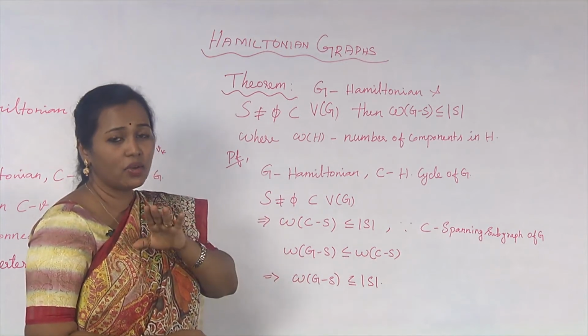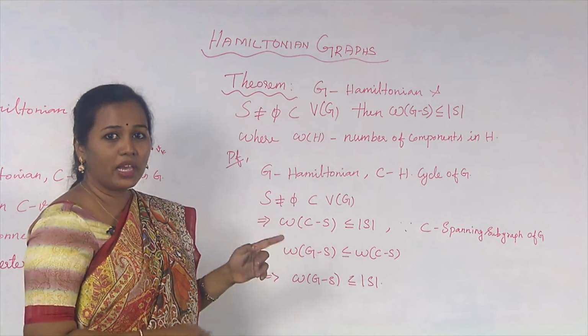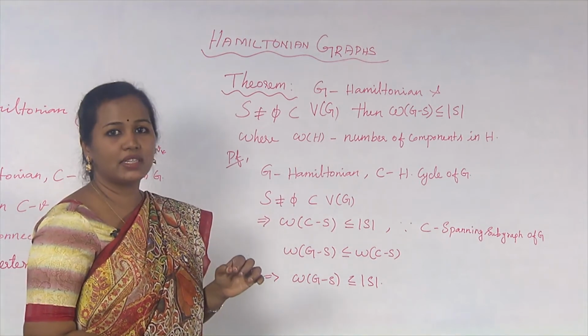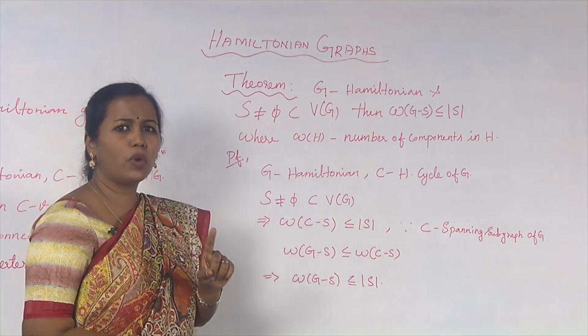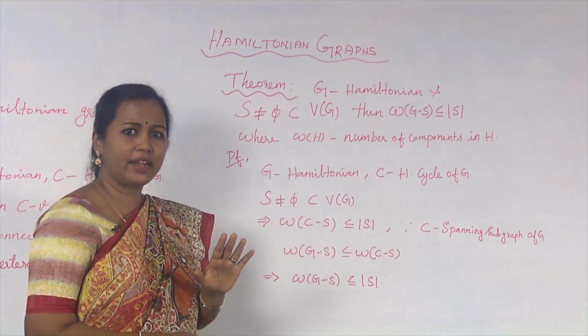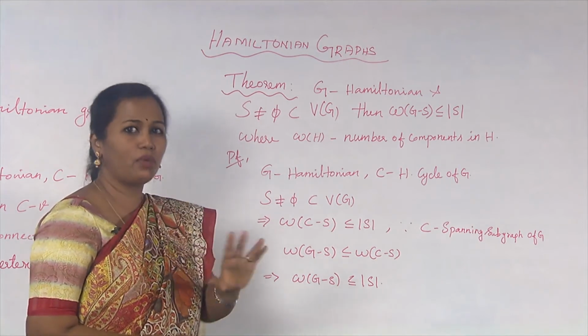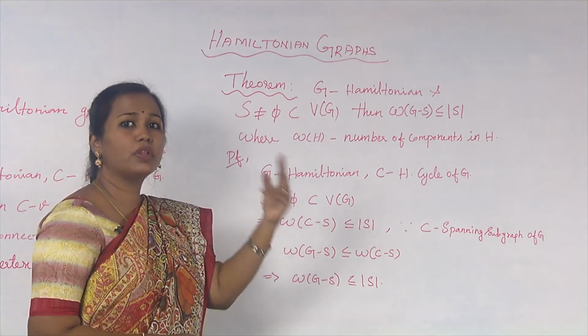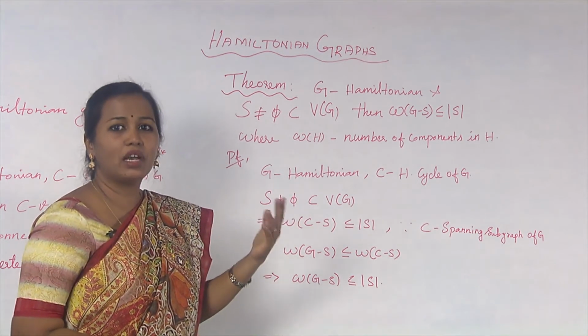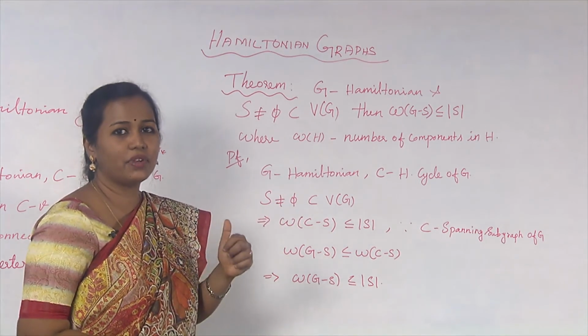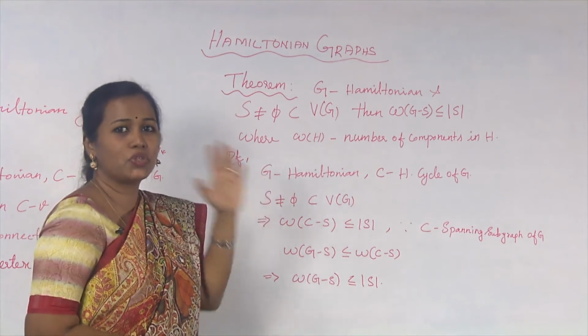There is only one component now, and omega represents the number of components in a graph. So, if you remove one vertex, the graph is still connected, which means the number of components is still 1. Only when you remove more than one vertex, the graph may become disconnected. That is the basic definition of a Hamiltonian graph: it is 2-connected.